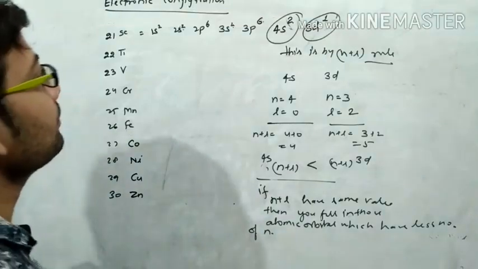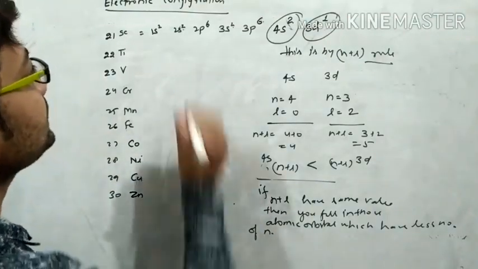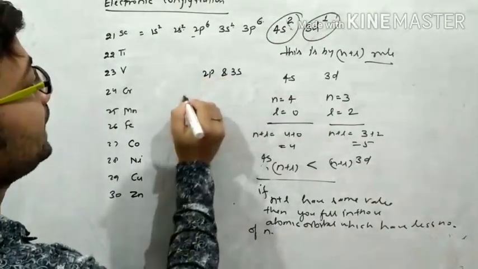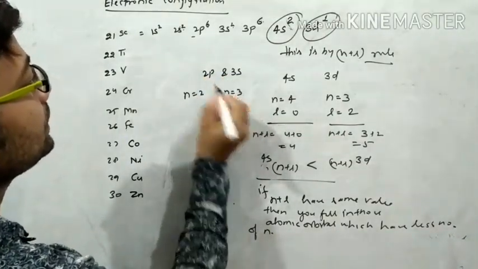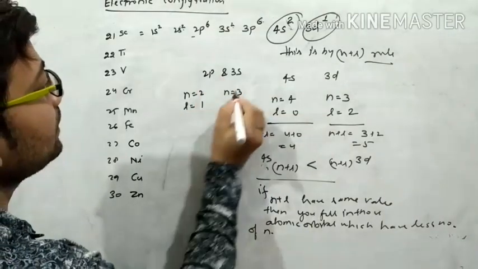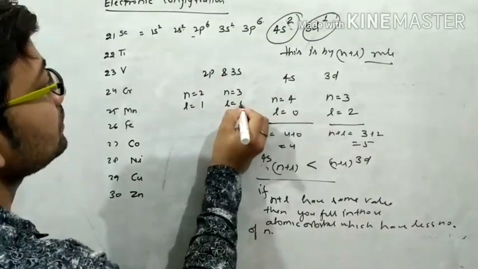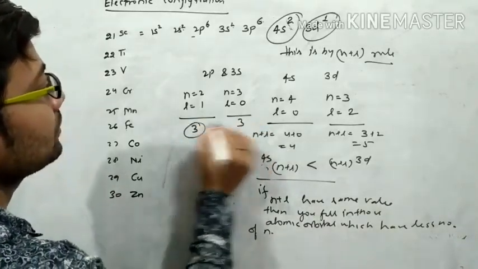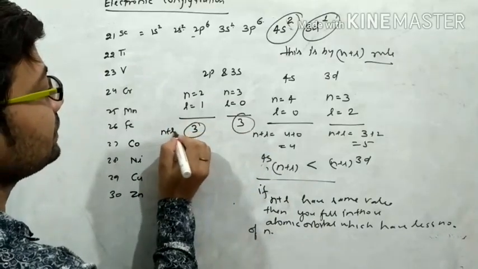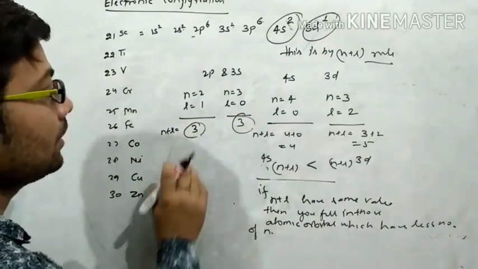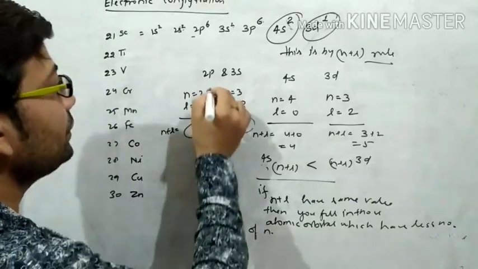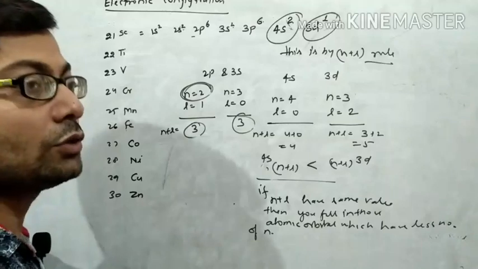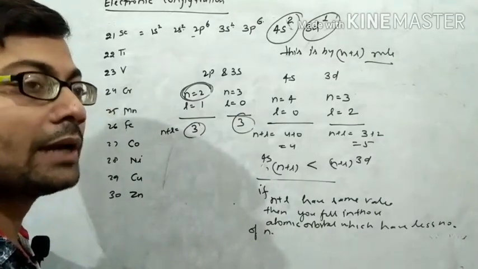Right? Take an example like 2p and 3s. For 2p, n is equal to 2 and l is equal to 1. For 3s, n is equal to 3 and l is equal to 0. Summed up, that is 3 and this is 3. So this n plus l has the same value in both cases, but we fill the orbital which has the lower n value, right? So this is the second rule clearing the concept according to the n plus l rule.